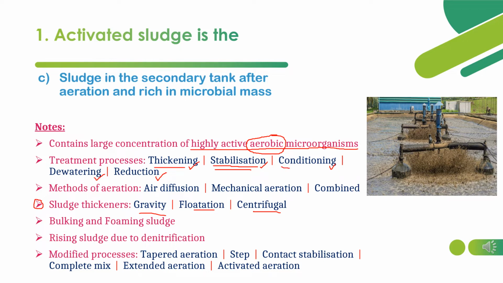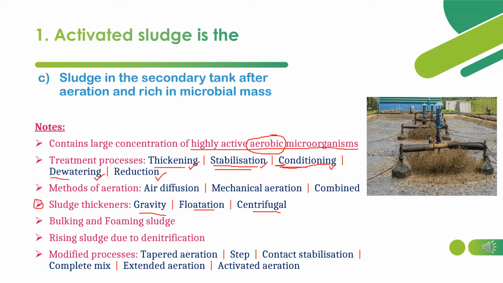Now what is conditioning? Conditioning is treating the sludge with chemicals. So when we add chemicals to the sludge and heat so that the water can be readily separated, that will be called conditioning. So conditioning is nothing but treating the sludge with some external chemicals.